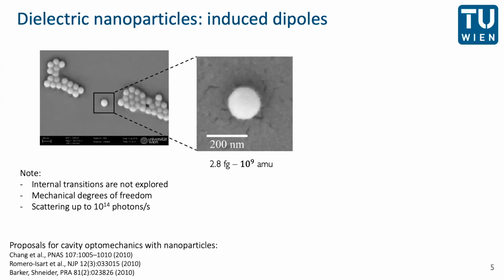And how much do they scatter? Well, 10 to the 14 photons per second. So you can blind your camera. The image that I showed you on the title slide has, I think, a neutral density filter of 4 orders of magnitude or something like that.